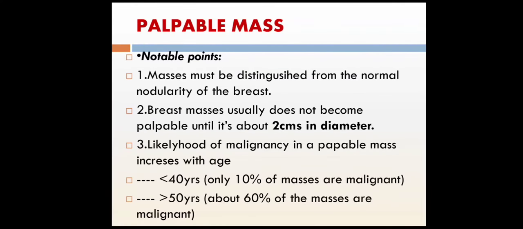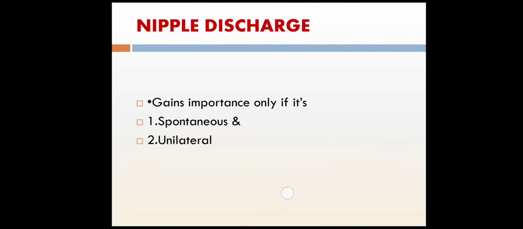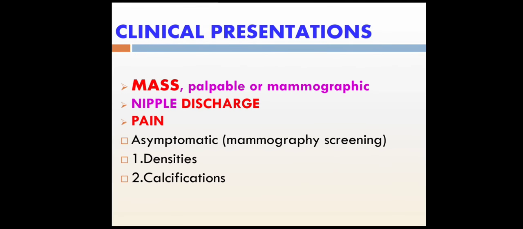If the patient is more than 50 years old, then the likelihood of cancer can be more than 60%. And if less than 40 years, then the likelihood of cancer is usually less than 10%. And usually the patient should undergo mammography screening after the age of 30 years. And any densities or calcification should be screened for.